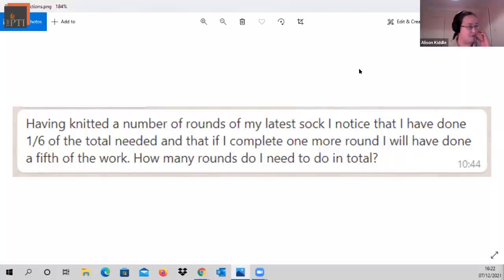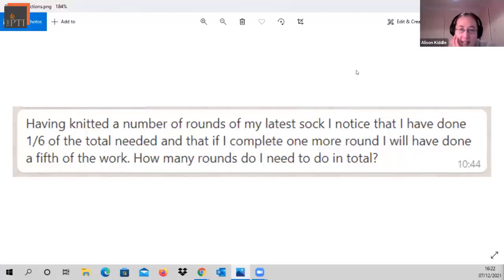Having knitted a number of rounds of my latest sock, I noticed that I have done 1/6 of the total rounds needed. And that if I complete one more round, I will have done a fifth of the work. How many rounds do I need to do in total?